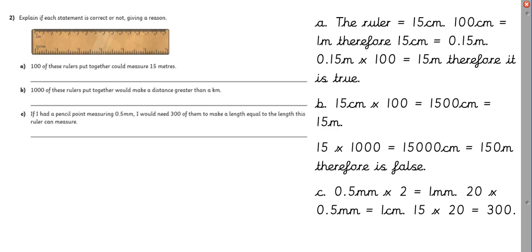So from there then, I want to do 15 times by 20, because I've got 15 centimetres and I'm timesing it by 20, because I've got 20 lots of 0.5 millimetres, which would give me 300. Therefore, this one is true.